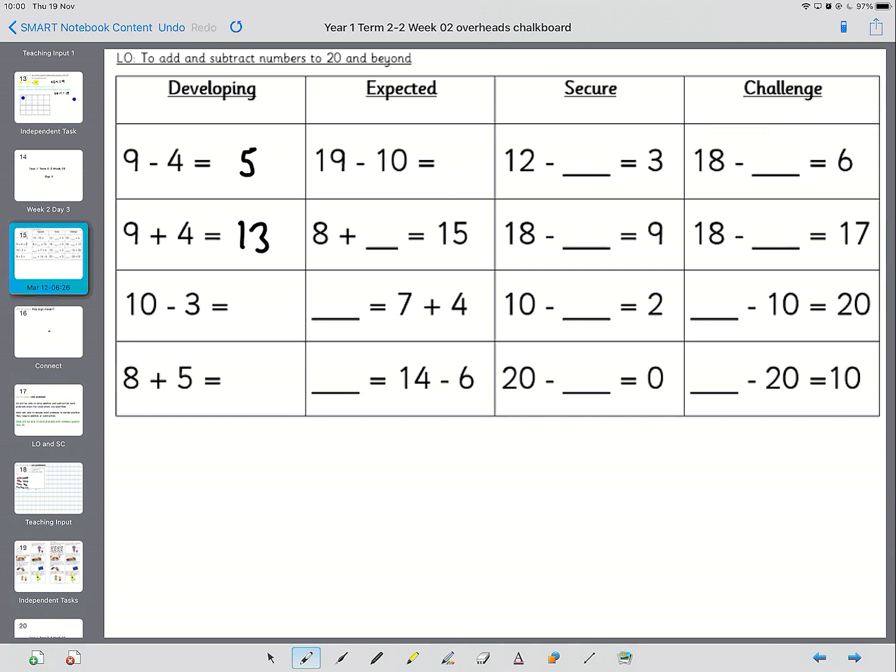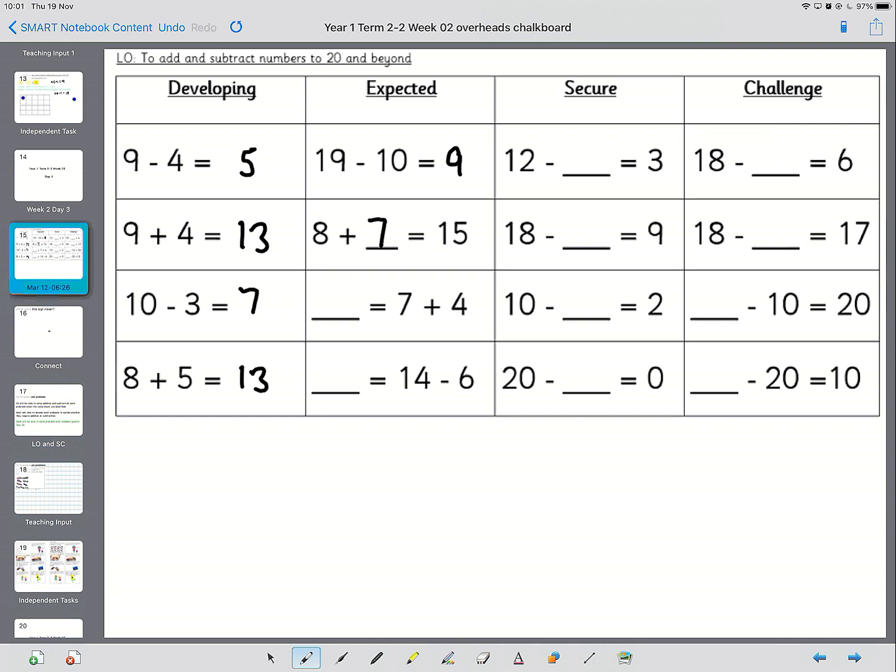Okay. Now 10 minus 3 is 7. 8 plus 5, starting with 8, count on 5 is 13. 19 take away 10. If you use the number square, that will tell you immediately it's 9. And then 8 plus something equals 15. We count on from 8 to 15, and that would be 7 fingers held up.